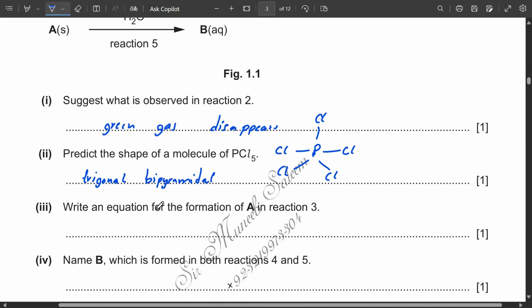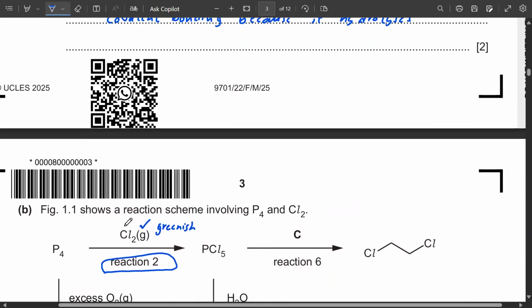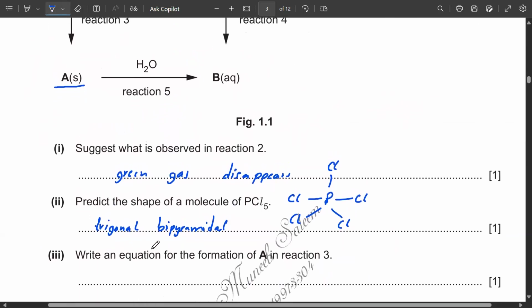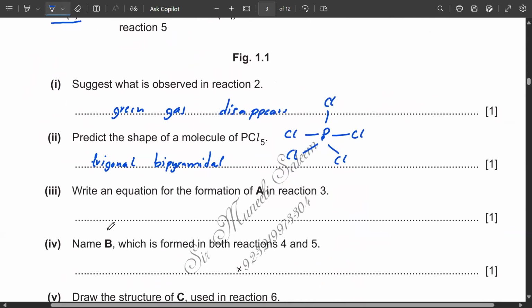Now, the next question, part number 3, write an equation for the formation of A in reaction 3. So, this is the formation of A. We have to write the equation. The reaction is between P4 and O2. So, P4 plus O2. We should know that the product will be P4O10, and you have to balance the equation by putting 5 over here. So this is the product which you will obtain by reacting with the P4.